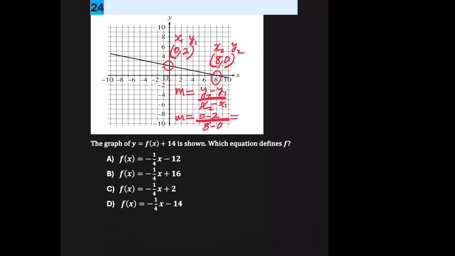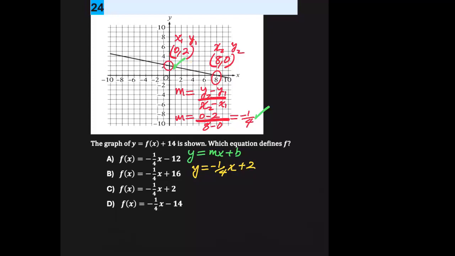And that will give you negative 1/4. We have the formula for the slope, which is y is equal to mx plus b. And b is the y-intercept, which is 2, and the slope is negative 1/4. So y is equal to negative 1/4 x plus 2. And the 2 is from the y-intercept, which is right here.